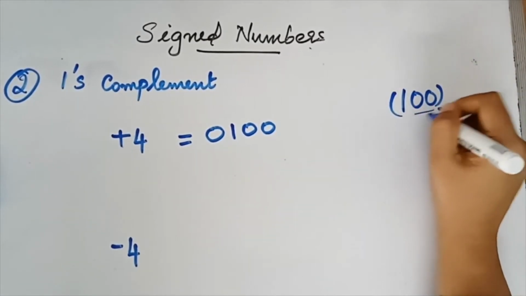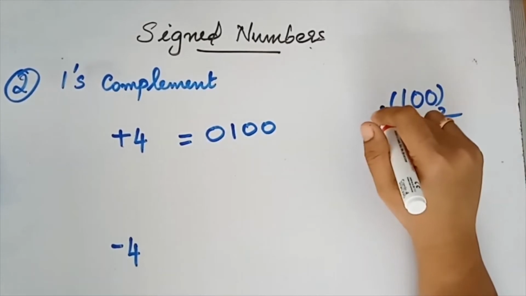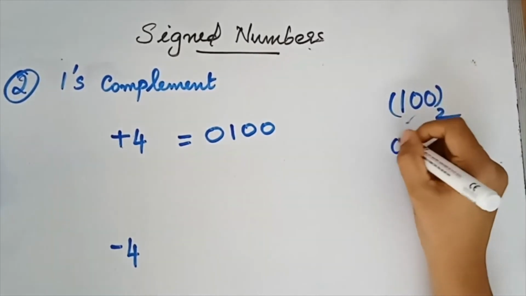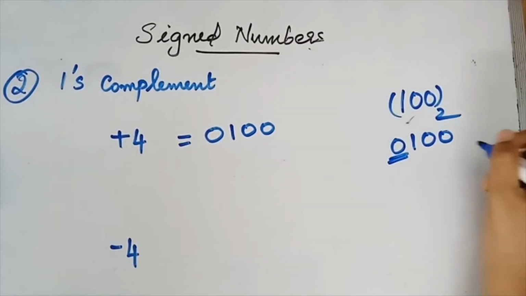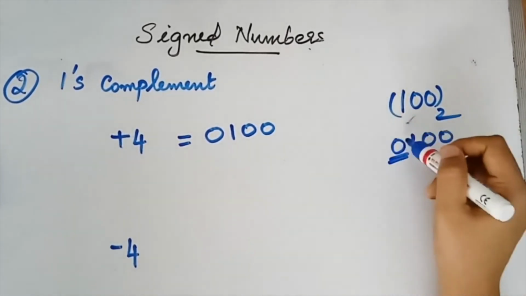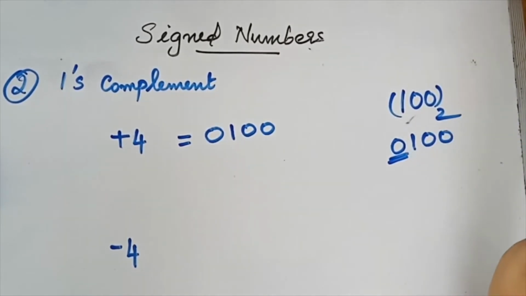But you can't write it like this. In the case of signed number representation or ones complement form, it is 0100 because you need a sign bit. And don't put the base. So it's the same, just put a 0 there to make it positive.